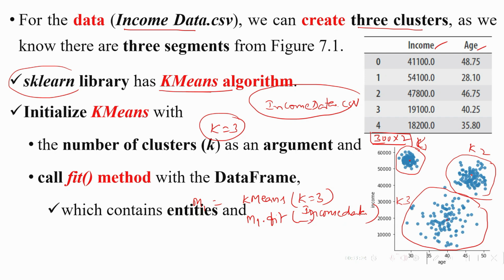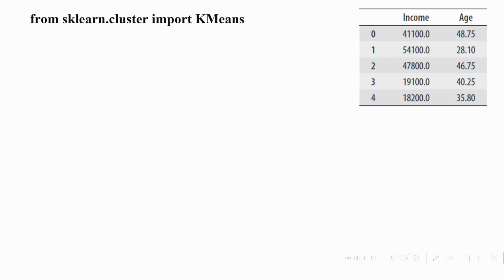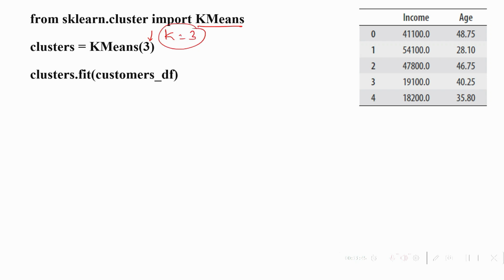This data set contains the entities and their features that need to be clustered. From sklearn dot cluster, import the KMeans algorithm, and clusters equals KMeans of 3. We want 3 clusters, k equal to 3. Then clusters dot fit of our data set, clusters underscore df, which contains our income data dot csv. For this data set we are going to fit our model.